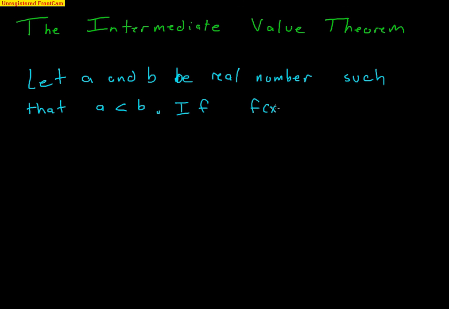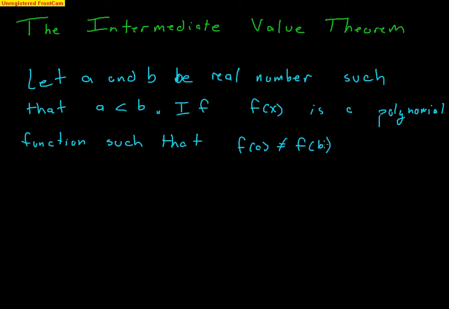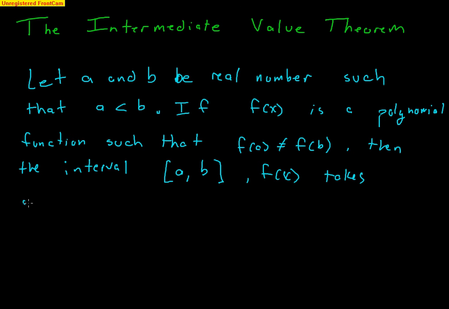If f of x is a polynomial function such that f of a does not equal f of b, which means that a and b got to be different, then in the interval from a to b, with brackets, meaning including a and including b, f of x takes on every value between f of a and f of b.